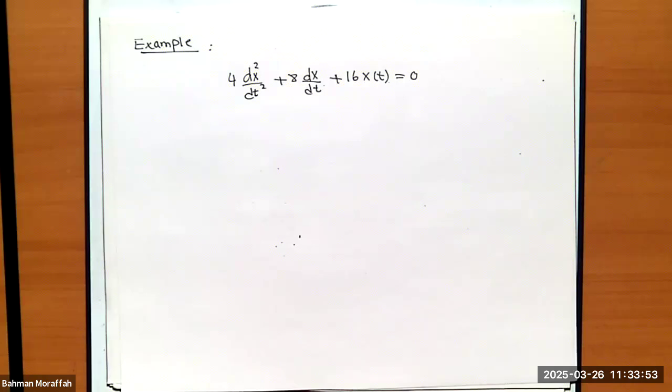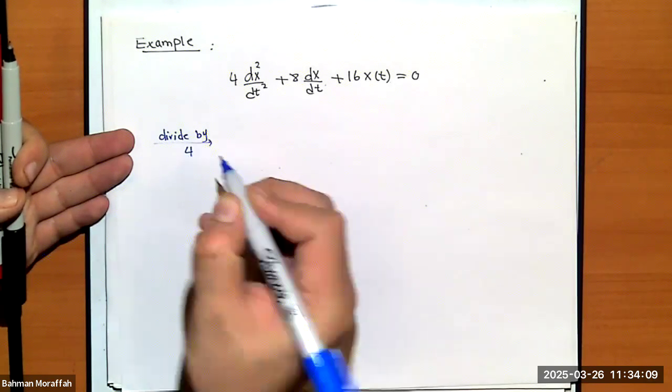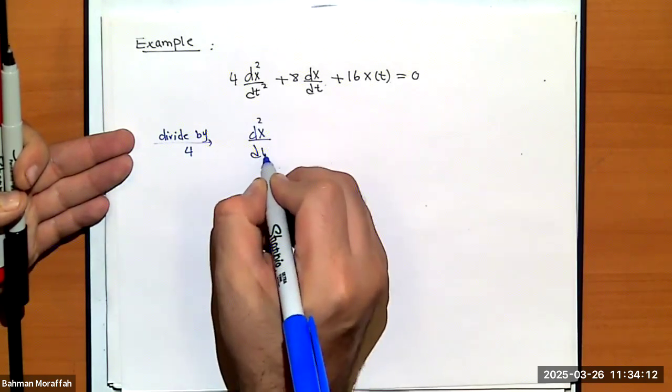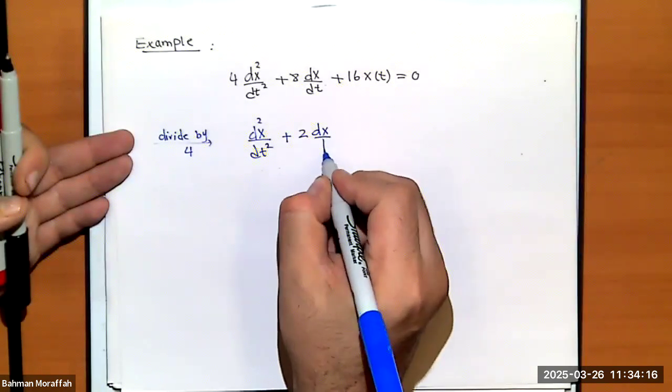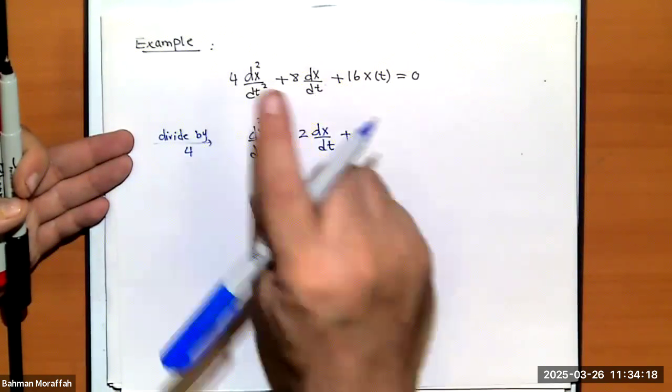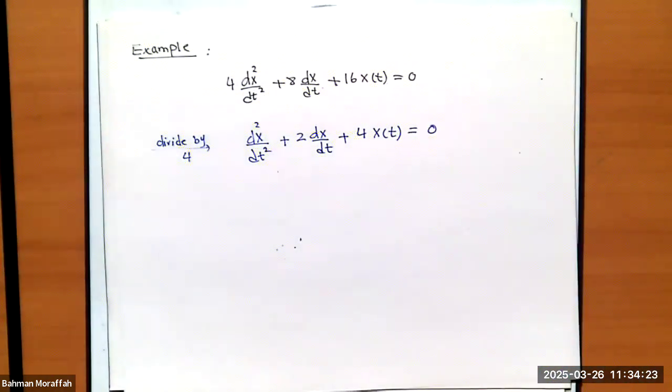Because if I look at the leading factor here, it is not 1. So I'll make it 1. How do I do this? I'll divide everything by 4. If I divide everything by 4, I have the second derivative plus 8 divided by 4, it's 2, plus 16 divided by 4, it's 4, and then 0 divided by 4, which is 0. Right?